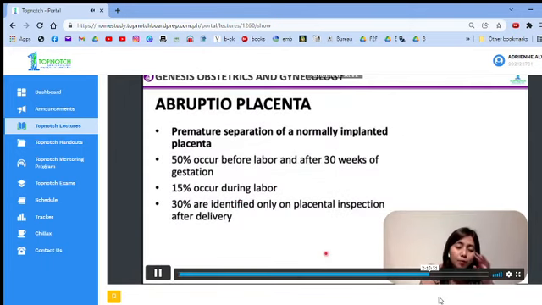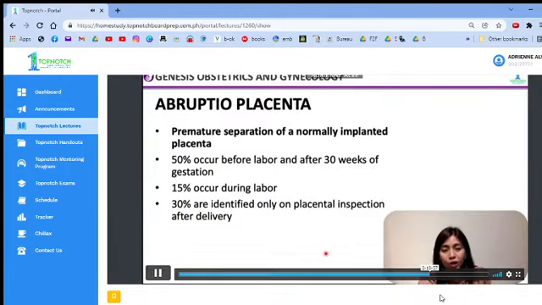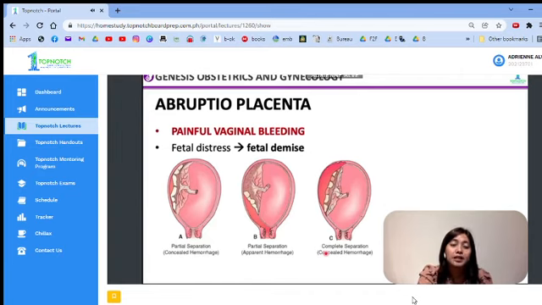When you say abruptio placenta, this means that your placenta separated before the baby is expelled, okay? Meaning, di ba dapat ang normal, mauna muna si baby sa yung placenta mo. But what happens is, nag-separate na yung placenta mo even before nag-deliver si baby. So, abruptio placenta, ang typical presentation niya is painful vaginal bleeding.